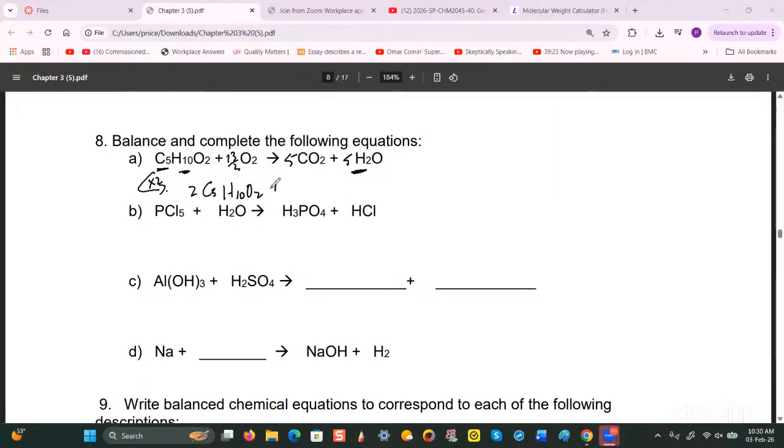So the final answer would be 2C5H10O2 plus 13O2 to give 10 CO2 plus 10 H2O. And that's how I would do that. All right. Okay, any questions about this one? Any questions? Okay, what about B? How would you balance B?